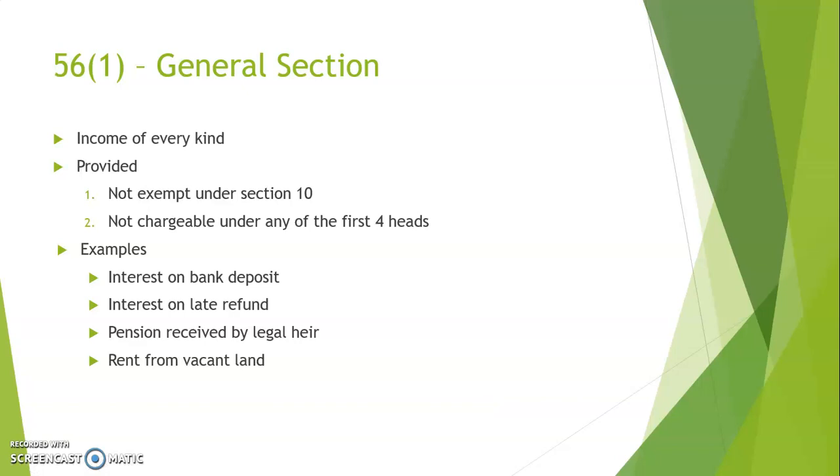Next, pension received by legal heir. See, pension is an item of salary income, but here it is pension received by the legal heir, not the pension received by an employee, and that makes it an income which is chargeable under IFOS, because the legal heir is not the employee and hence it cannot be charged under income from salary. Next, rent from vacant land. We did learn rent from a building and land appurtenant thereto will be charged under house property, but it was a necessity that there should be a building, right? So when there is no building and we receive rent for land, it will be charged over here.